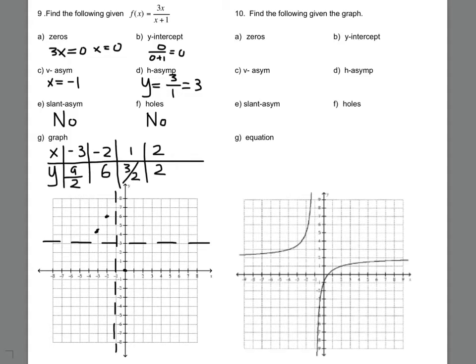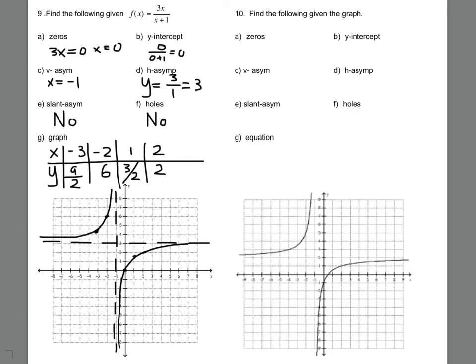So it looks like on the left range it should look like this. It's getting closer and closer to the horizontal and vertical asymptote without touching it. And then for the right-hand side we have x equals 1, y is 3/2, which is 1.5. When x equals 2, y is 2. So the graph of the function on the right-hand side should look like this. It's getting closer and closer to the horizontal and vertical asymptote, but without touching it.